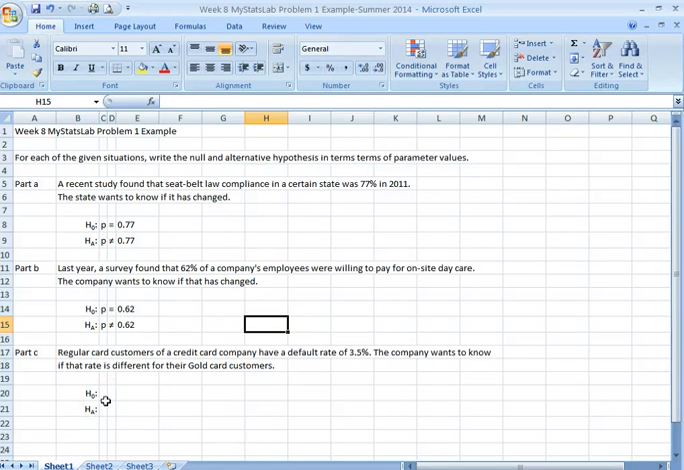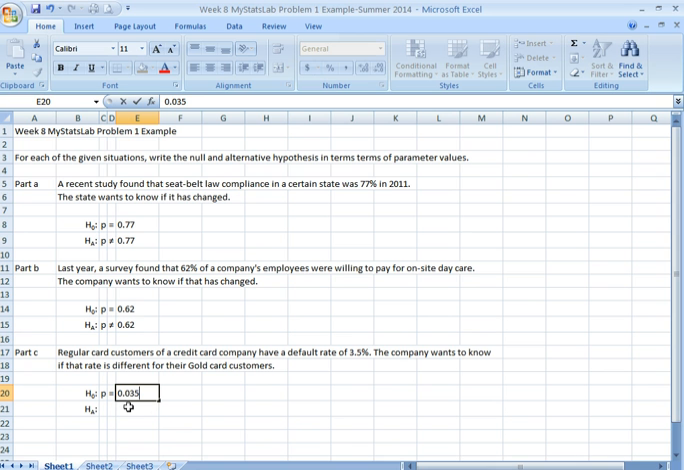Part C says regular card customers, credit card customers that are, of a credit card company have a default rate of 3.5%. The company wants to know if that rate is different for their gold card customers. Well, here again, we are looking at the null hypothesis, and in this case, we're going to say it is what it says it is, and that our null hypothesis will be P equals 0.035, 3.5%.